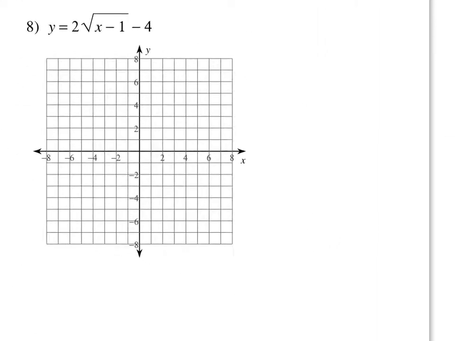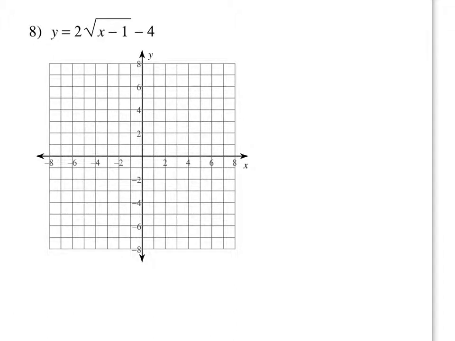Okay, looking at 8, we have a square root function. So that means our graph is going to be a curve. Remember, it curves either up to the right or down to the right. That's our only two options. Now, looking at the equation, A is 2. So that's positive 2. Okay, well, so is it going to open up to the right or down to the right? Up to the right. So it's going to look something like that, going up and to the right.